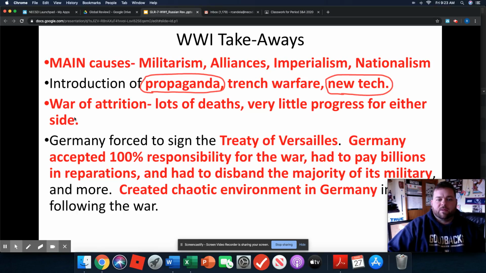So they want you to know that new tech, propaganda, and trench warfare also all contributed to the idea that this becomes a war of attrition, which is really just a lot of people dying on both sides and very little progress for either side. So most of this war is a stalemate until the Russians leave and the United States joins.